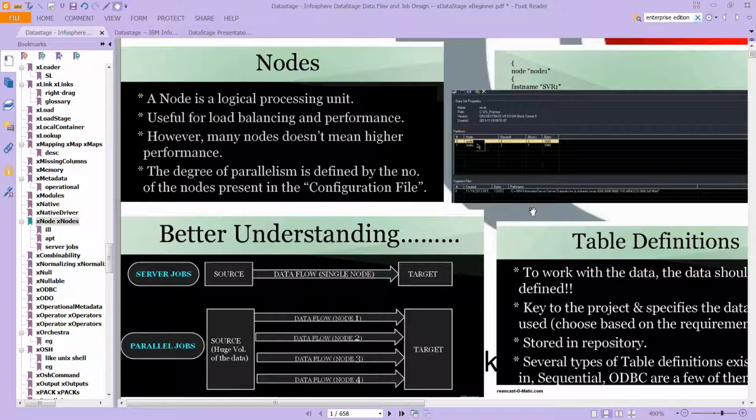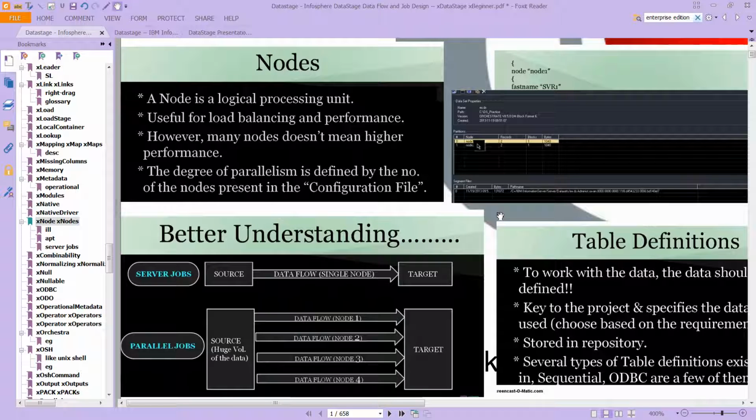Another piece to this is something called a node, and a node is a logical processing unit, which is useful for load balancing and performance, basically what we've been talking about so far. When you have a processor, an actual physical processor, or a virtual one, that processor is essentially assigned to a node. So if you have three processors, or three cores ultimately, those cores will translate into three nodes. If you have five cores or six cores, you'd have five or six nodes.